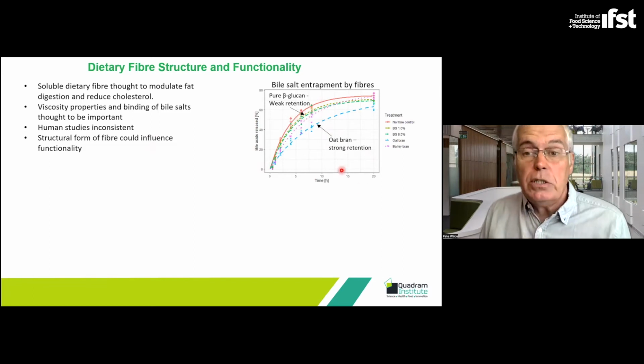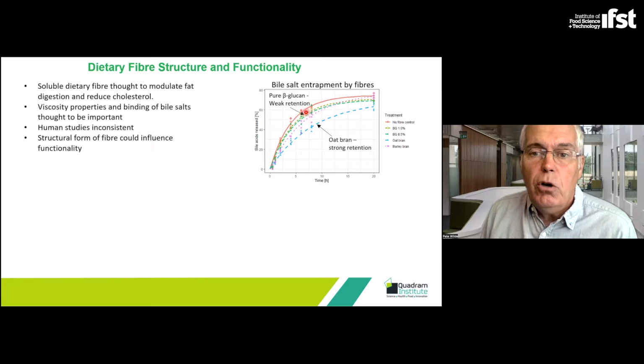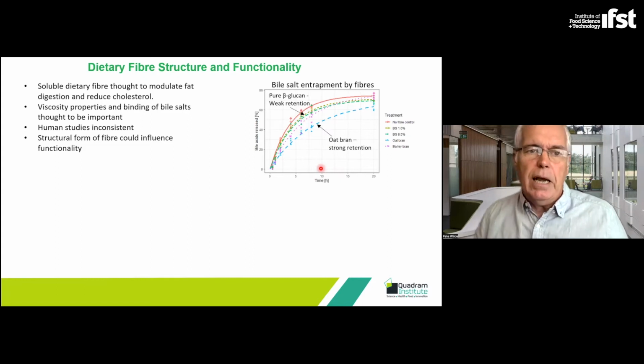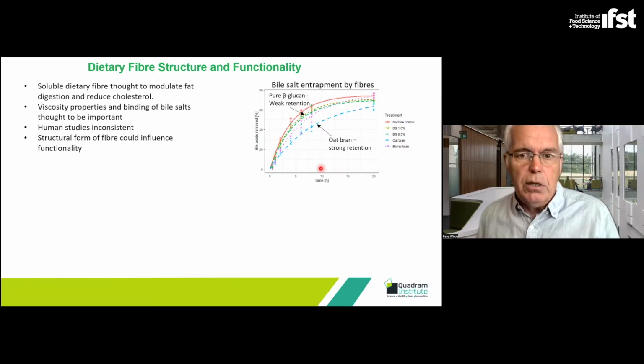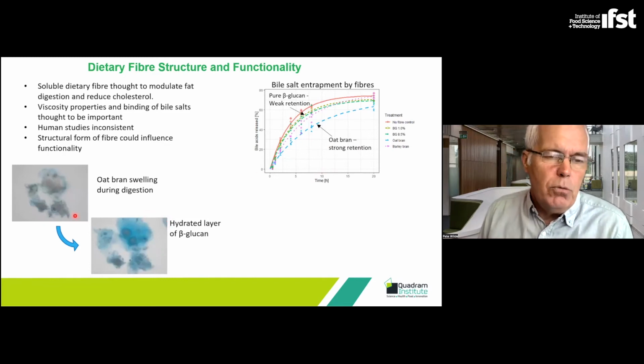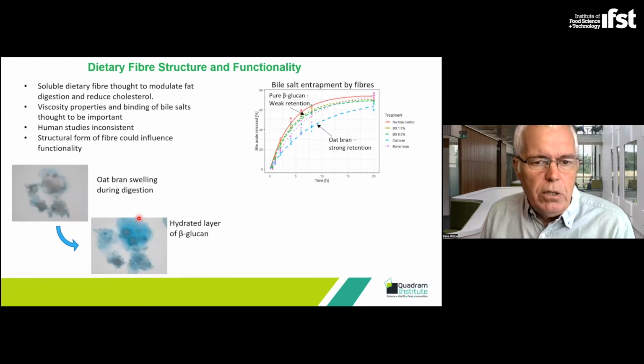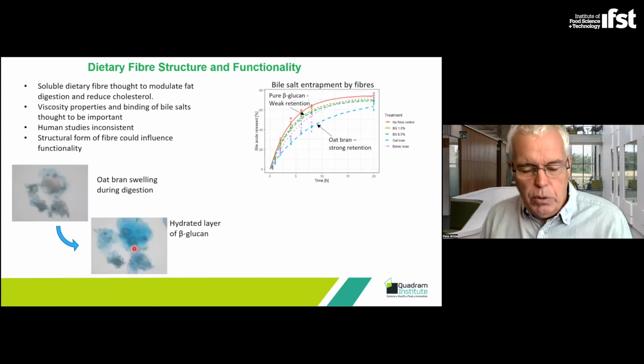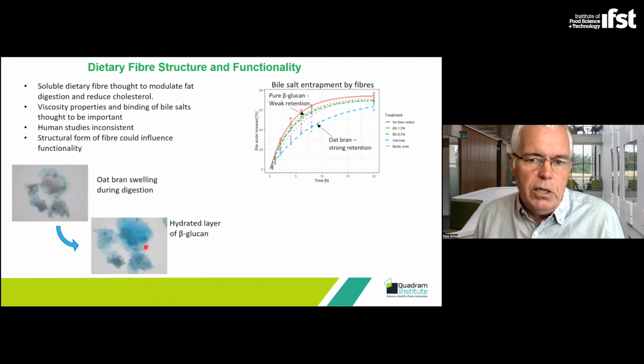And if you just looked at the insoluble fiber alone, again, that doesn't have an effect either. So there seems to be some sort of synergy between the soluble and the insoluble fiber and the complexity of the matrix that is presented. And what we found is that oat bran particles, as they are hydrated or digested, swell and form this layer of beta glucan around the cellular tissue particles, which are capable of retarding digestion.